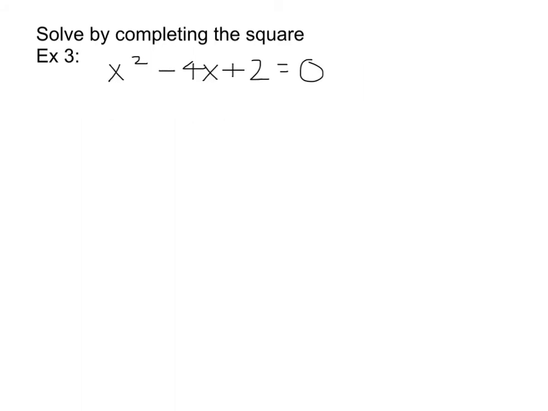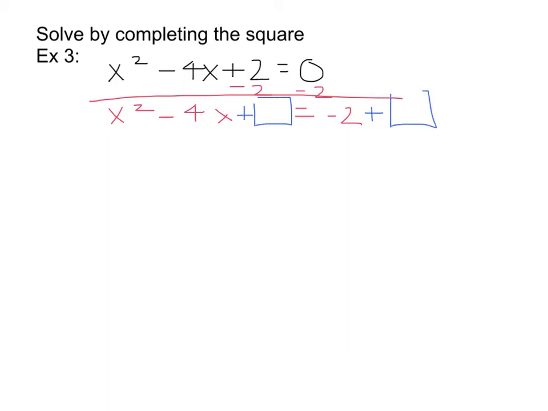Let's use those 5 steps now to solve by completing the square. The first step was to move c to the other side. That leaves me with x squared minus 4x equals negative 2. I like to add boxes to both sides so that I know I have to complete the square and add it to both sides. It's not necessary, I just do it to remind myself. So I take my middle term, which is negative 4, divide negative 4 by 2, and I get negative 2, square negative 2, and I add 4 to both sides.